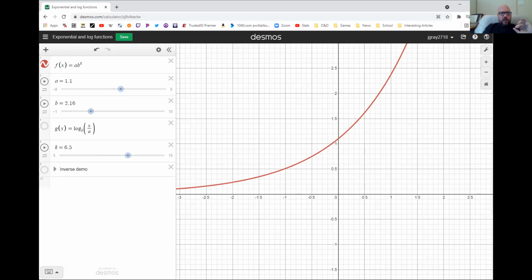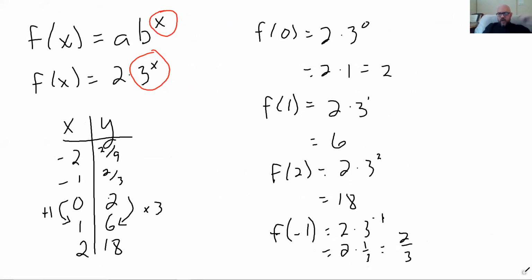All right, let me go back to my whiteboard so I can write down those restrictions. So if I have f of x equals a b to the x, f of x equals a b to the x.